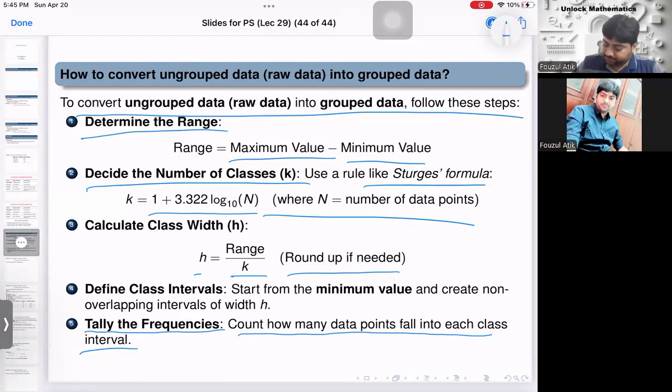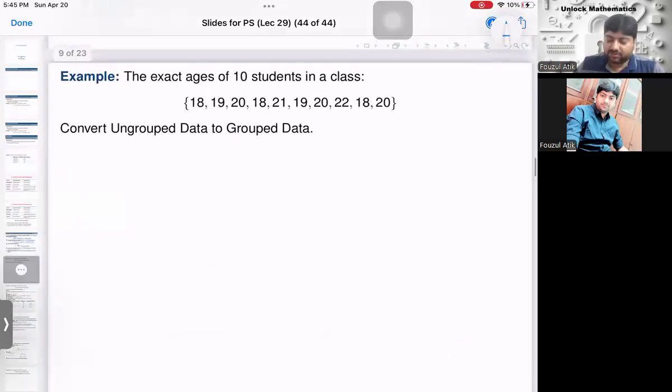Now, look at this example. The exact ages of 10 students in a class are given below. Convert this ungrouped data to grouped data. Now we know the rule. First we'll write them in ascending order. The solution is, maybe I'm writing AO, meaning the data in ascending order.